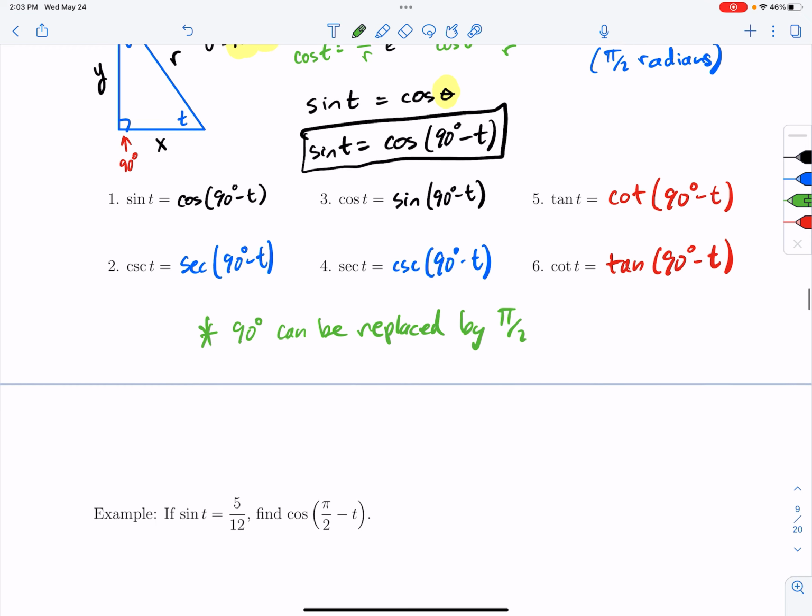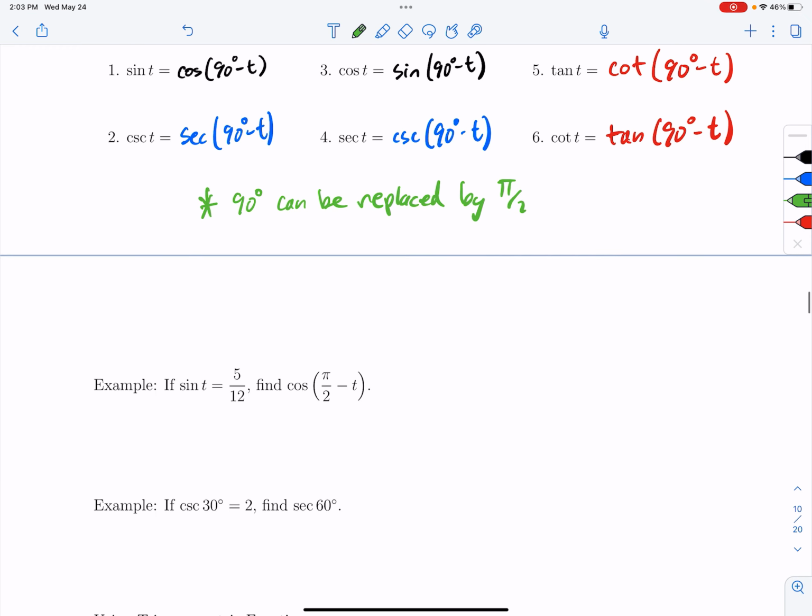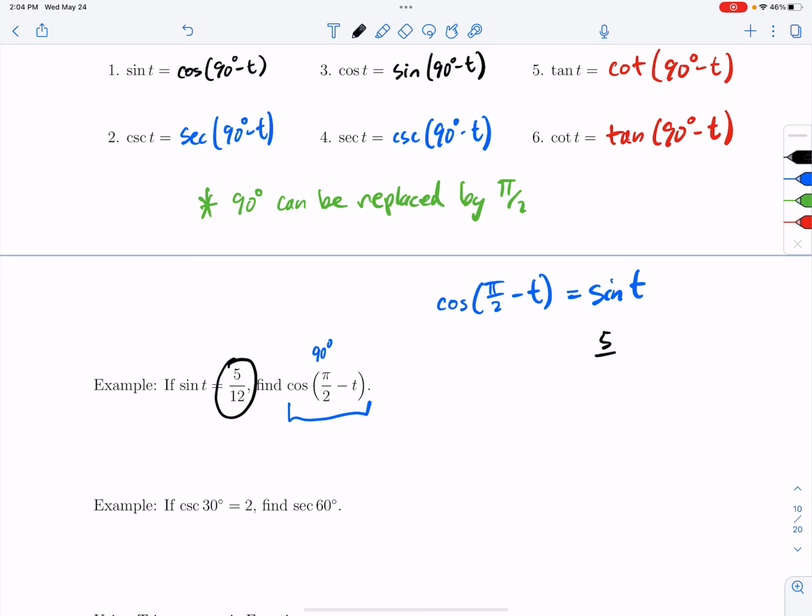Okay, so let's look at a couple quick examples of this, and I'll keep those here as a reference. So it says, if sine of t is equal to 5/12, find cosine of pi over 2 minus t. Now that's the same thing as 90 degrees, if we want to think about that in degrees. Well, what we notice is that cosine of pi over 2 minus t is the cofunction of sine of t. So cosine of pi over 2 minus t is equal to sine of t. Well, we know what sine of t is equal to. It's 5/12. So that means this is also equal to 5/12.